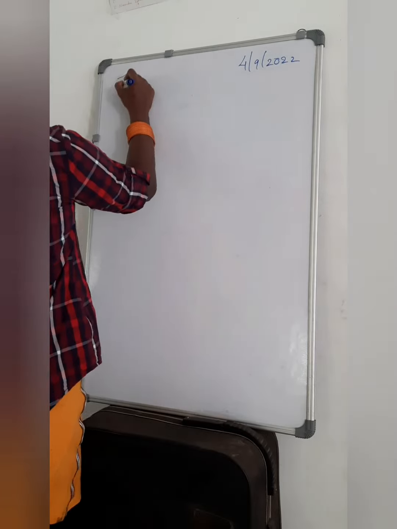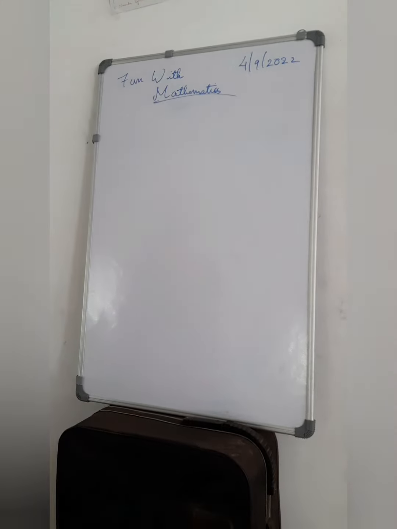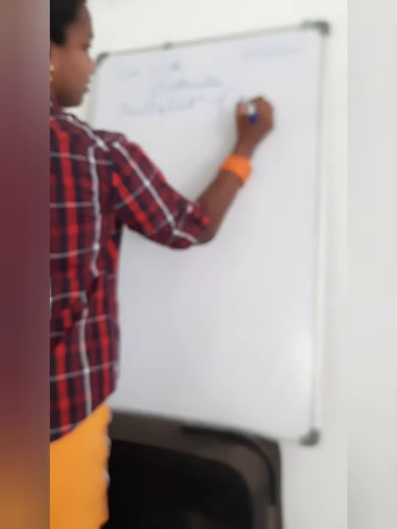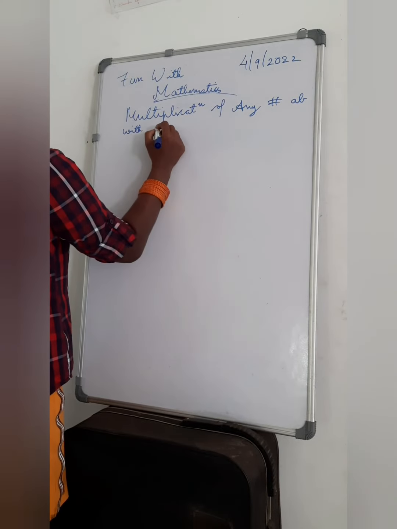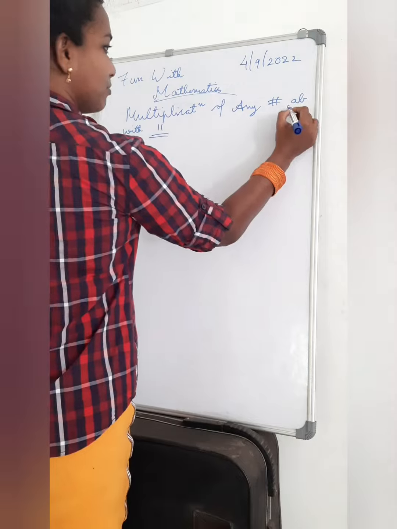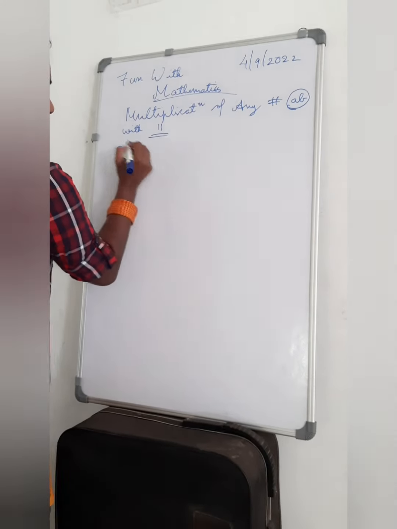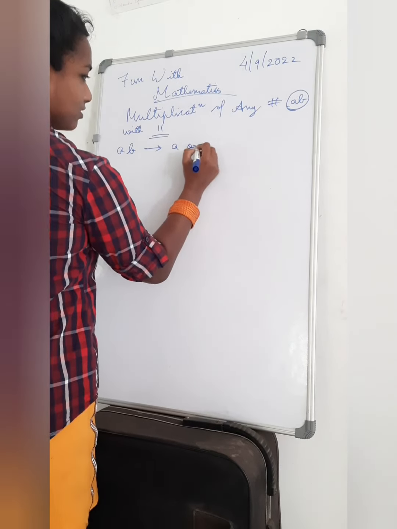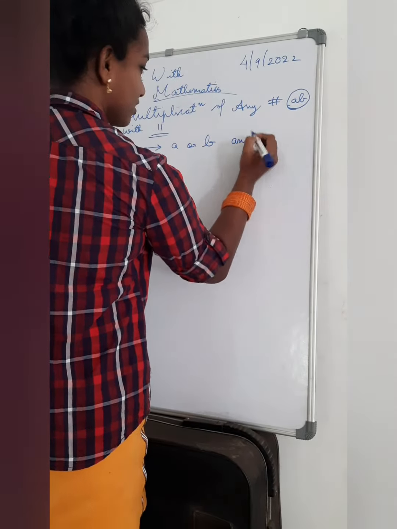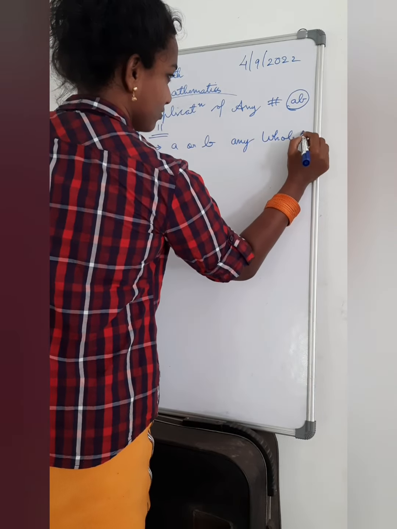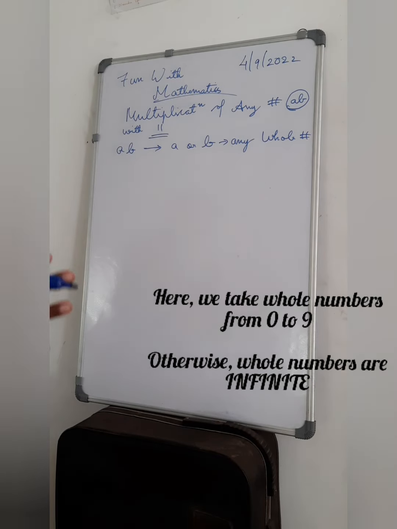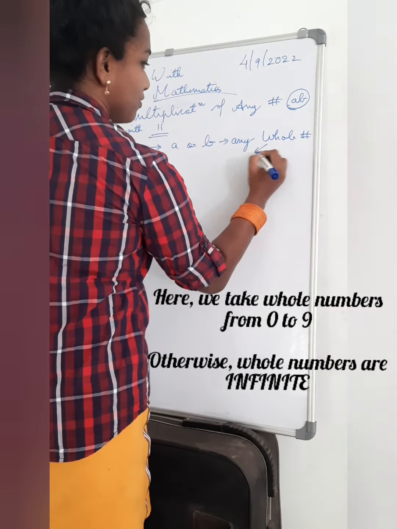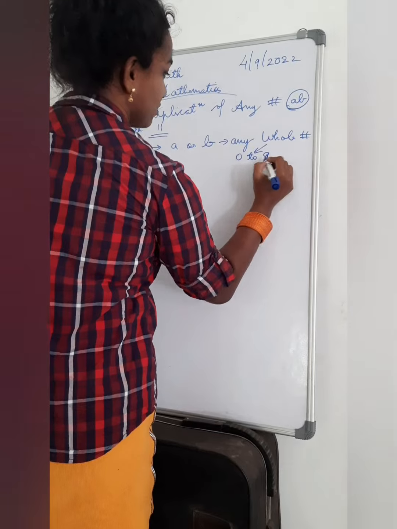Let's have a little fun with mathematics. Specifically, why don't we have a little fun with the table of 11, or the product of any number with 11? Any number AB with 11. When we take the number AB, A can be any whole number and B can be any whole number. Whole number means any number from 0 to 9.